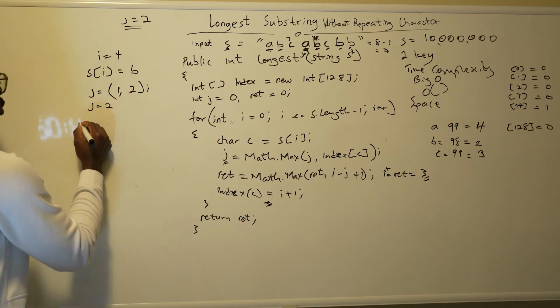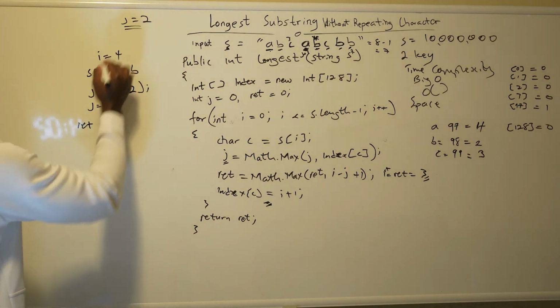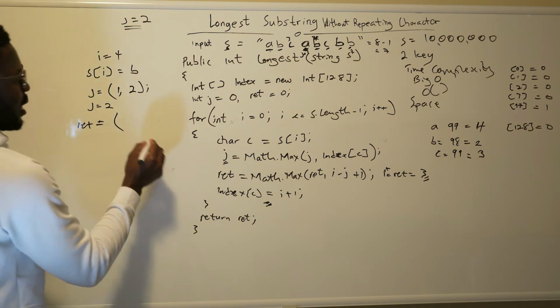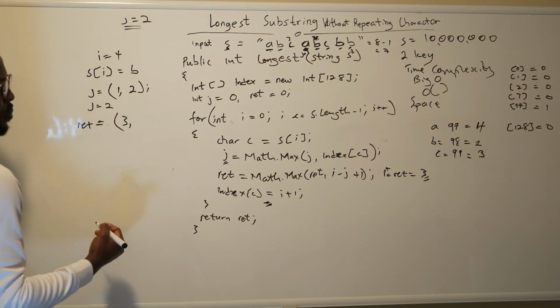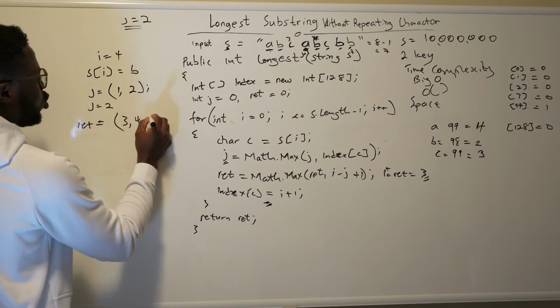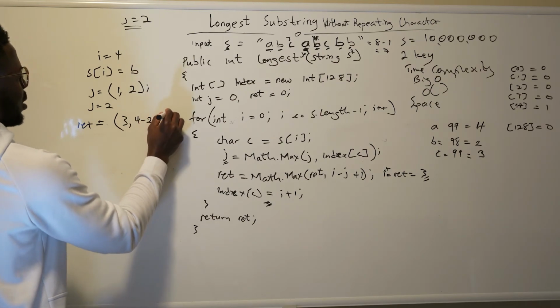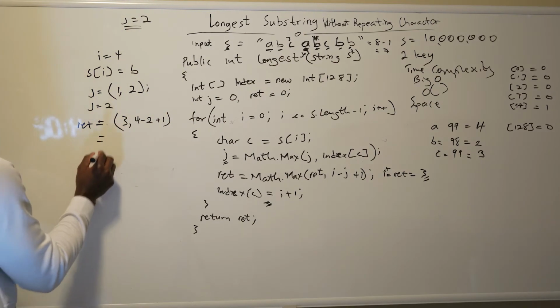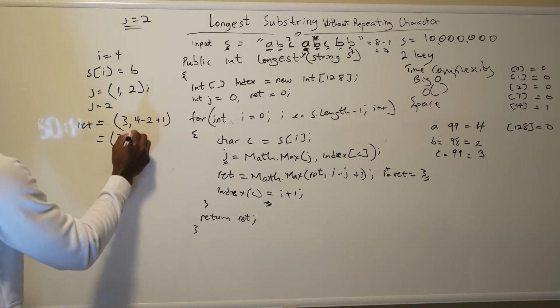J is 2. Ret, we know ret is 3, right? I is 4. 4 minus 2 plus 1. And we are going to get 3, 3.